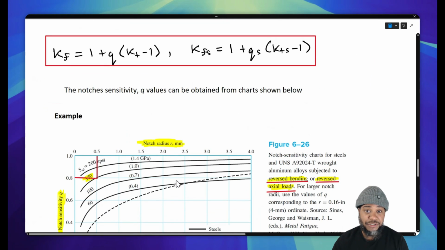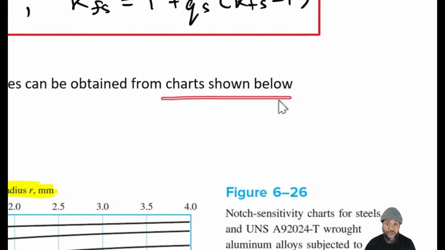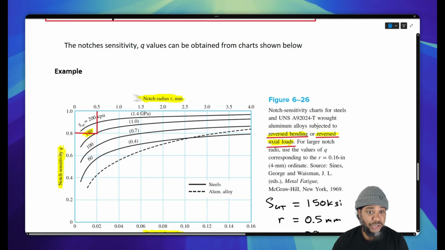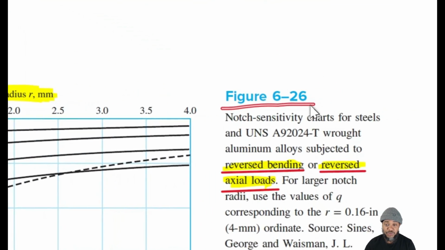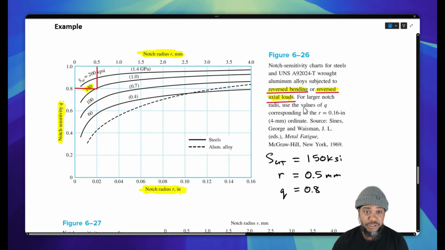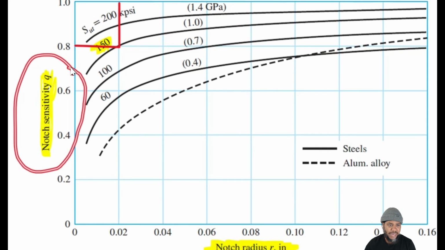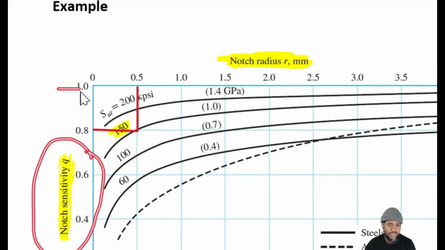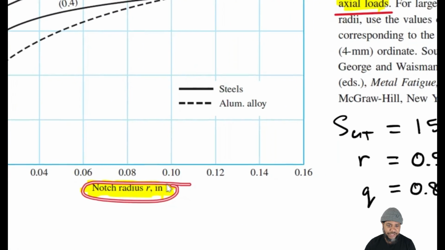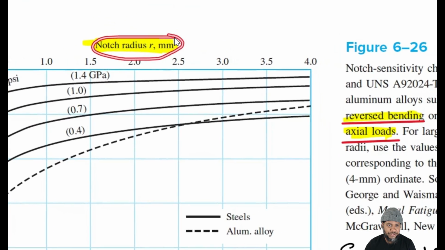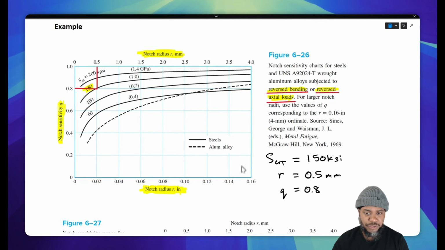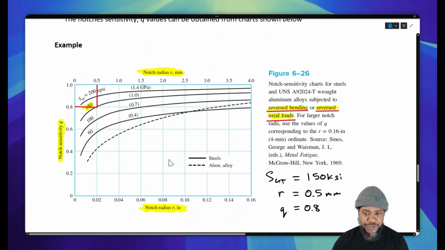The notch sensitivity factor Q can be obtained from charts. An example of one of the charts we have is figure 6-26 from our textbook. There's a couple of other charts. These are basic charts for steels and aluminums. In this first chart, we can see a couple of things. We can see notch sensitivity on our y-axis going from 0 to 1. And then we can see notch radius in inches at the bottom and millimeters at the top, going from 0 to some larger value. How do we read these charts?